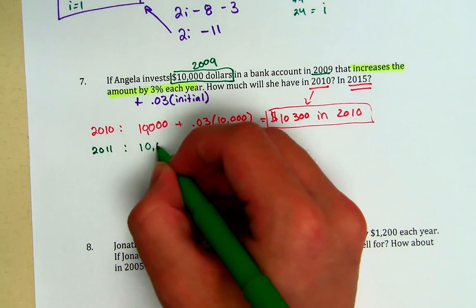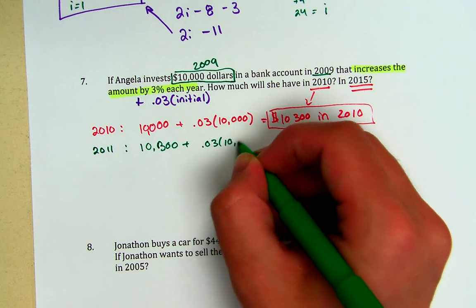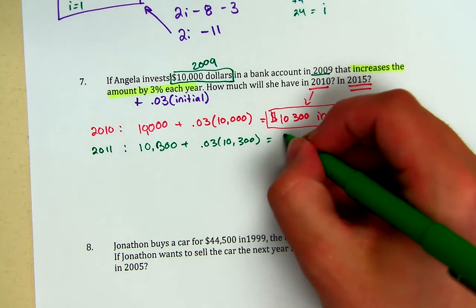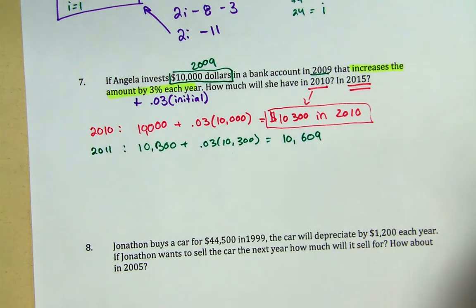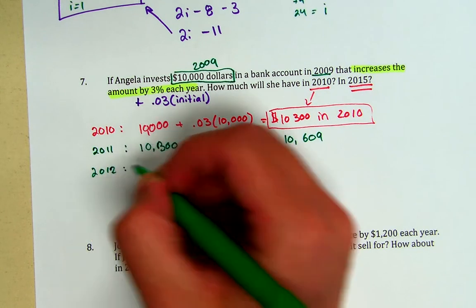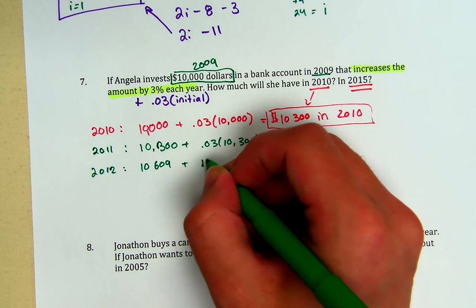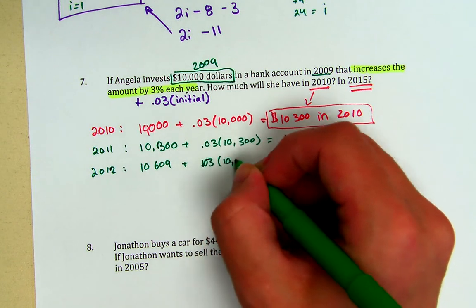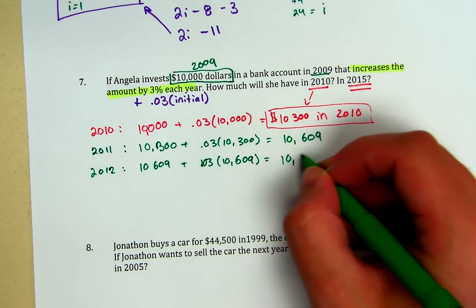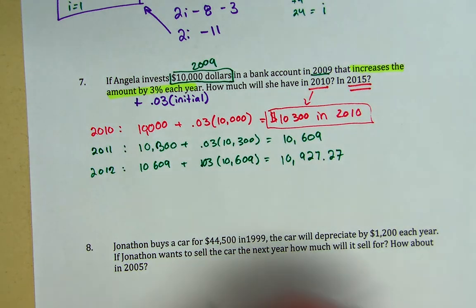So 10,300, and I'm going to add on 0.03 of it, which now is going to give me 10,609. While in 2012, I'm going to take that 10,609 and keep adding on my 3%. So now I'm at 10,927 and 27 cents. So keep going.